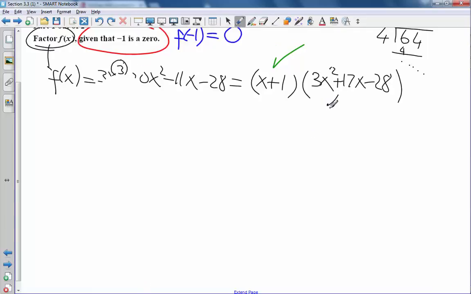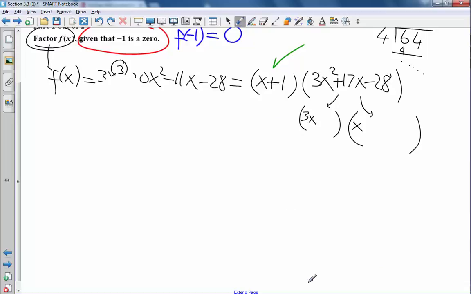So I want you to break this into 2 pieces. There are 2 options you can go with. First one is trial and error. Try to guess what 2 terms multiply into 3x squared. It's easy. One of them should be 3x, the other one should be 1x, so it can make 3x squared. There is no other option. You can't take 2 and 2, it makes 4. You can't take 1 and 1, it makes 1. One side should be 3, the other one should be 1.